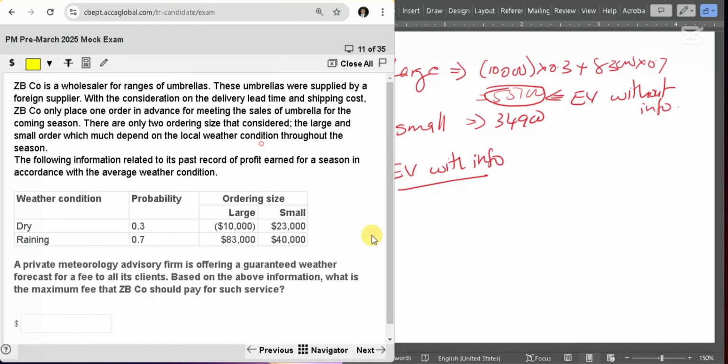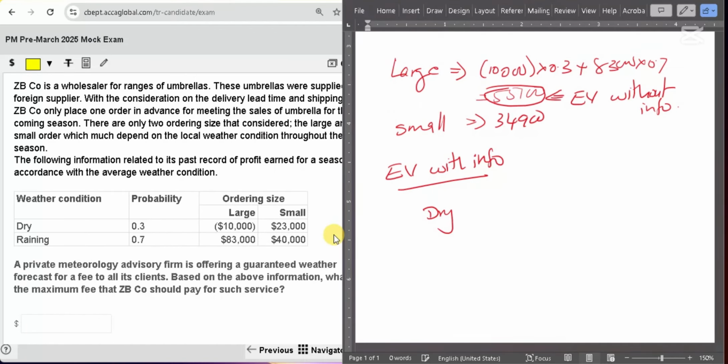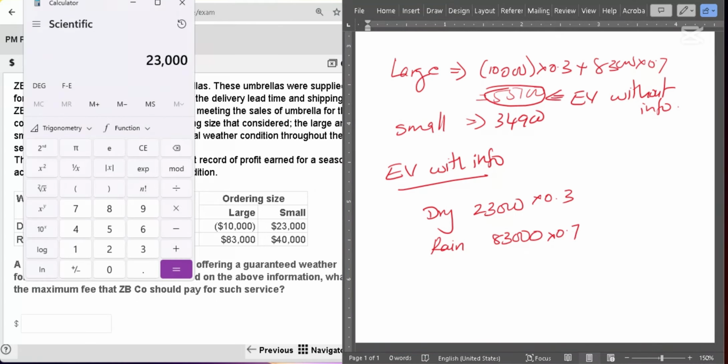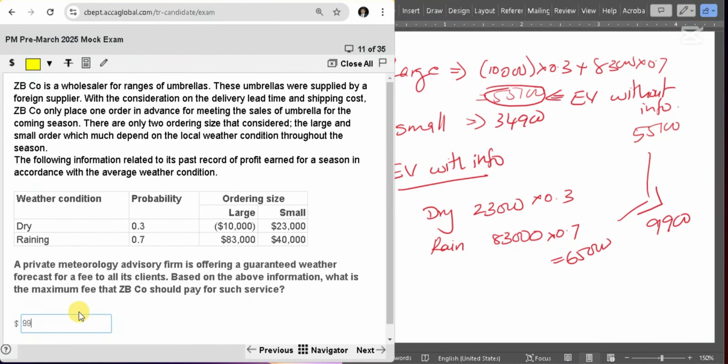EV with information, how do we find? If the forecast is going to be dry weather, you will compare these two numbers. Which one is better? Small is better. You will choose small. So you will earn 23,000. If the forecast is going to be raining weather, you will compare these two. Which one is better? 83,000 is better. So you will choose the large order. But still we have not got the forecast, so we have to multiply by the probabilities. This gives the EV with information. 23,000 into 0.3 plus 83,000 into 0.7, 65,000. This was 55,100. Get the difference. How much is the difference between these two? 9,900. That 9,900 is the value of information.